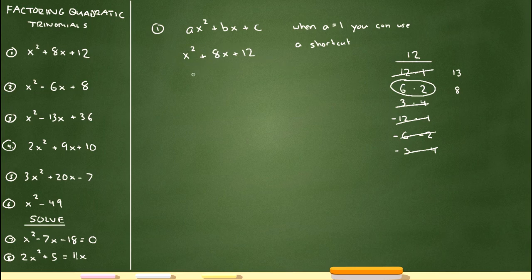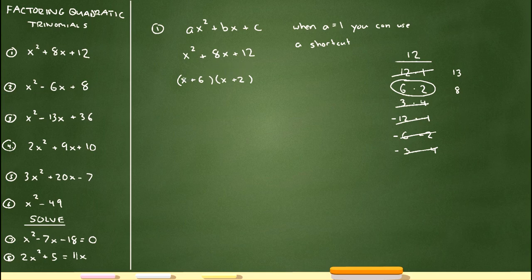Now when we go to factor this, we're going to have a binomial times a binomial. And since our first term here is x squared, this will be x and this will be x, because x times x will make x squared. And now what numbers would go here and here? Well, this 6 and this 2. So we're going to have a positive 6 and a positive 2. This is our solution now: x plus 6 times x plus 2. Fairly easy with this shortcut, right? If a is 1, you can just apply this shortcut and go straight to our answer.